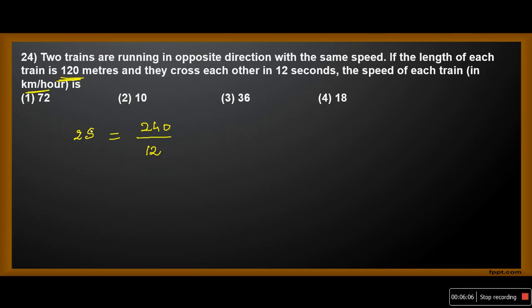Let us find s first. 2 into s is equivalent to 20, implies s is equivalent to 10. This is in meter per second. So to convert meter per second into kilometer per hour, you have to multiply it with 18 by 5. So 10 into 18 by 5, which is equal to 36 kilometer per hour. So the speed of the train is 36 kilometer per hour.